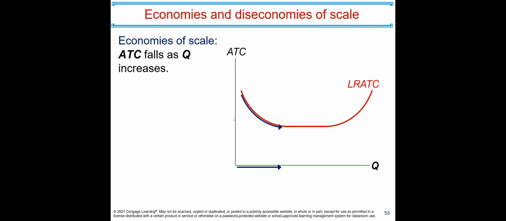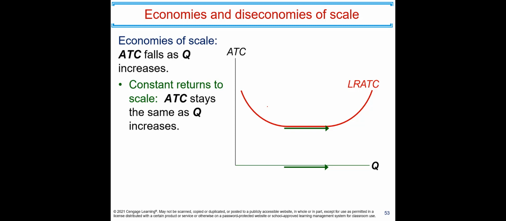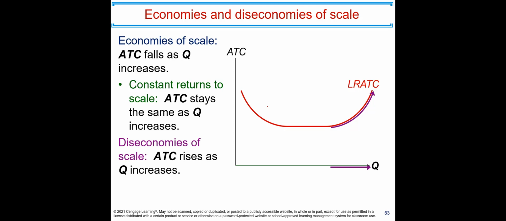So as you see in the first section of the long run average total cost curve, we see economies of scale. Cost is decreasing when you increase output. And then we have constant returns to scale. ATC stays the same as quantity increases. And finally, we have diseconomies of scale. ATC rises as quantity increases.